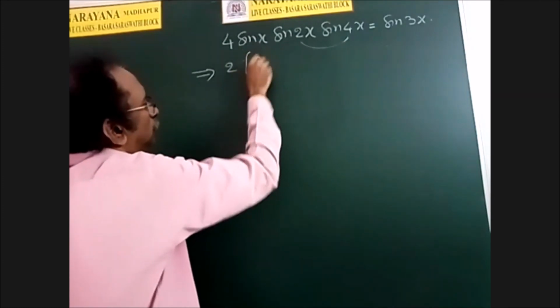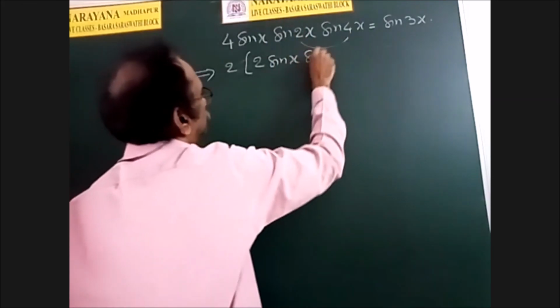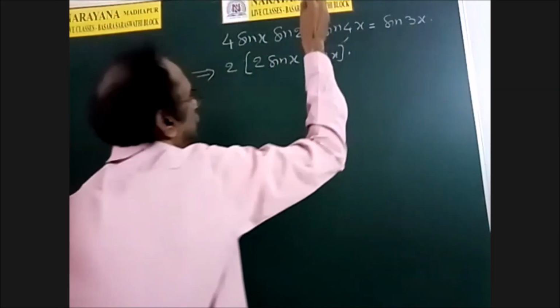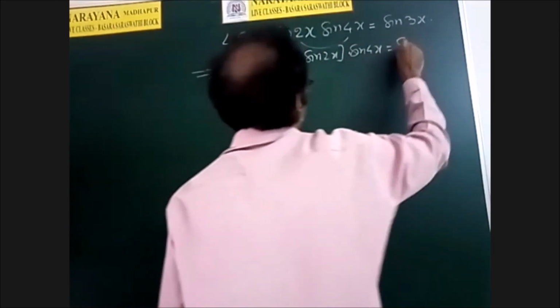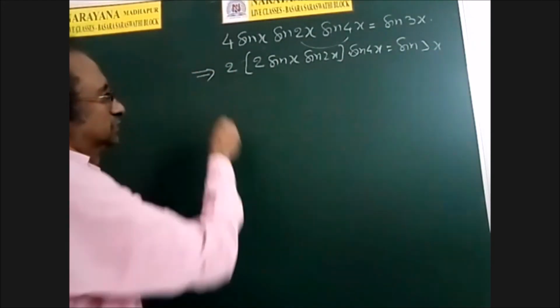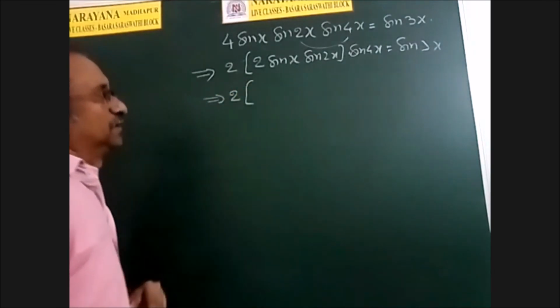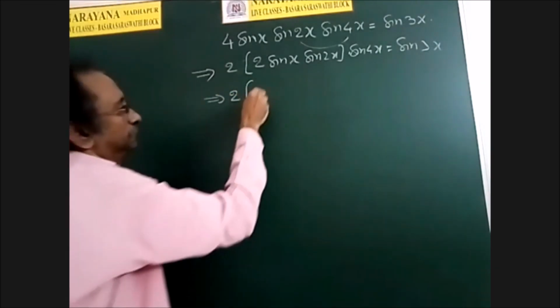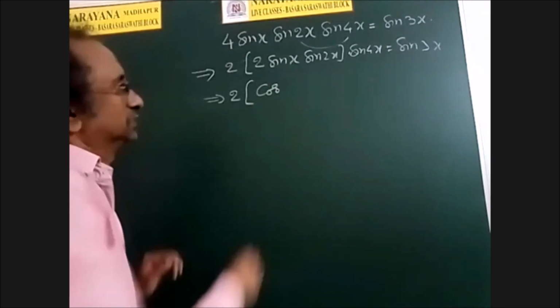So 2 into... no, you can better take this only. 2 sin x into sin 2x into sin 4x equals sin 3x. See what happens? 2 sin x into sin 2x. And what is the formula for that? 2 sin A sin B formula: cos(A minus B) minus cos(A plus B).